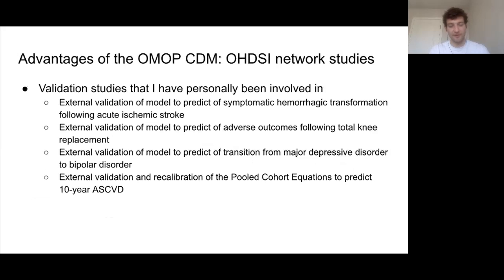An advantage of working with data structured in the OMOP CDM data model is that we can seamlessly participate in collaborative network studies in the OHDSI community. Here, I've included a few examples of externally derived predictive models that I was personally able to validate on our local population with very little effort due to OHDSI software such as the Patient Level Prediction package.